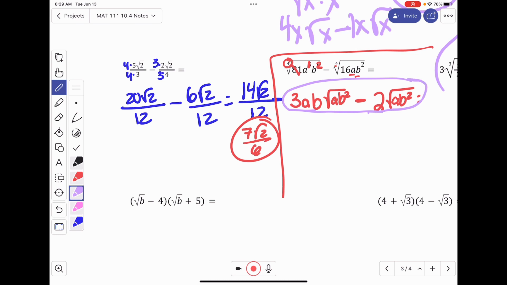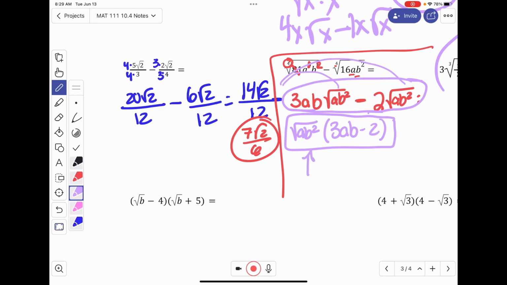And then My Math Lab might have you factor out that greatest common factor, which is the radical. And then you're left with 3ab minus 2. So it's like dividing that out versus distributing. I would take either of these on the test. My Math Lab, I think, makes you go the one more step.